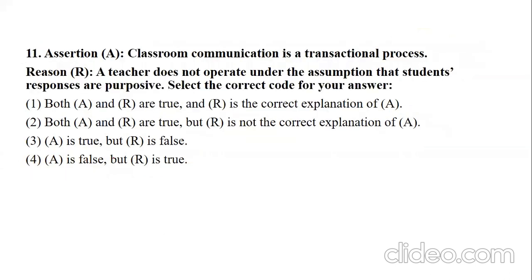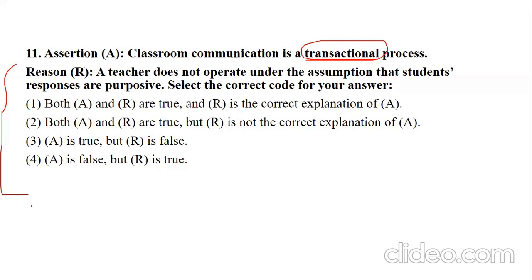Okay. Next is the last question of this particular video and the paper. So let's see how it is correlated. Assertion and reason. Assertion. Classroom communication is a transactional process. Transaction. We give children something, and the children extract knowledge from it. We give information and students take what knowledge they want to take. So yes, this is the right option.